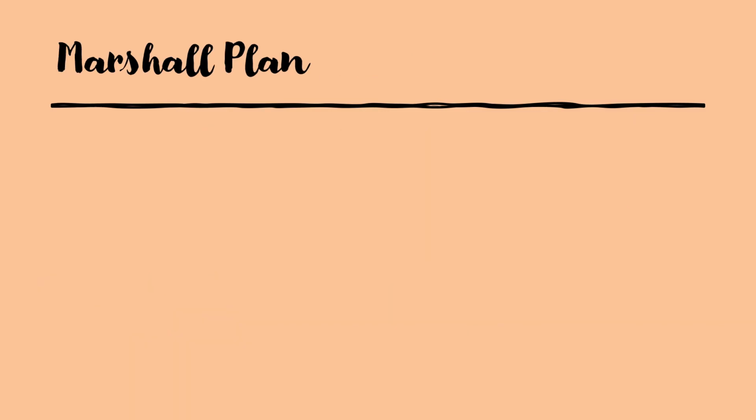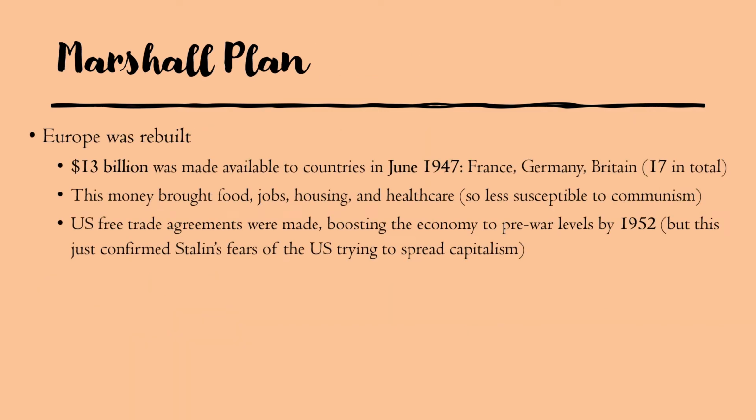So the Marshall Plan then. The first effect of this was that Europe was rebuilt. So America gave $13 billion to countries in Europe in June of 1947, including France, Germany, Britain. There were 17 in total. And these countries used this money to buy food, to raise employment levels, to build houses, to increase the availability of healthcare, so that these countries were then less susceptible to communism. People were happy, so they would not want to try to change the political landscape dramatically.